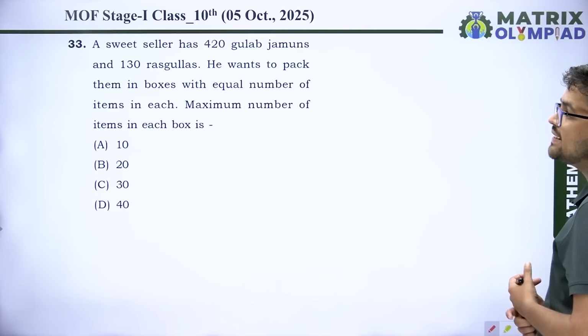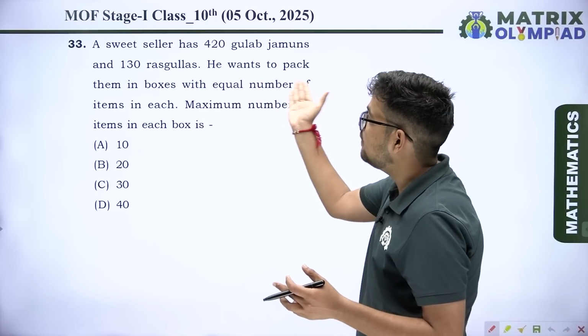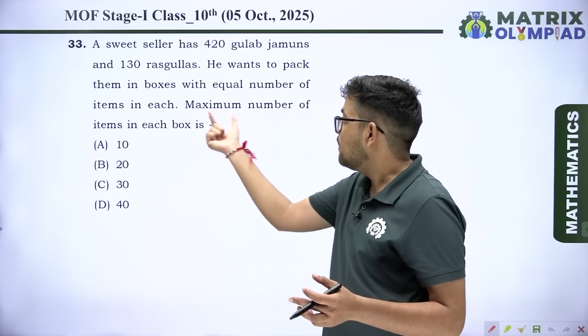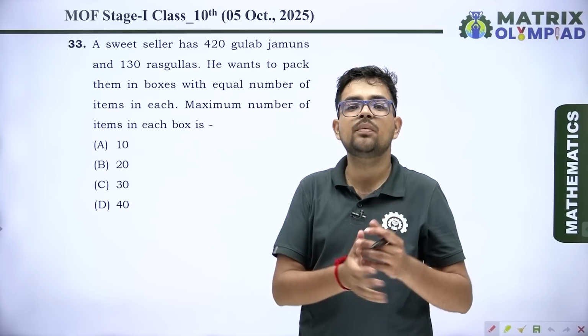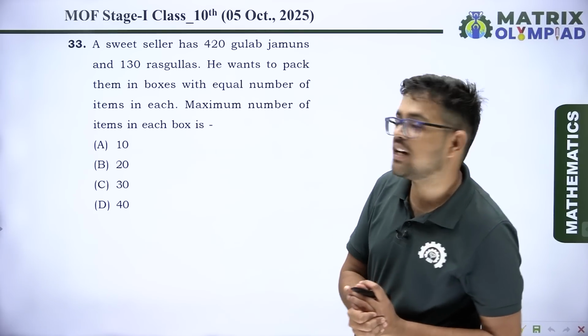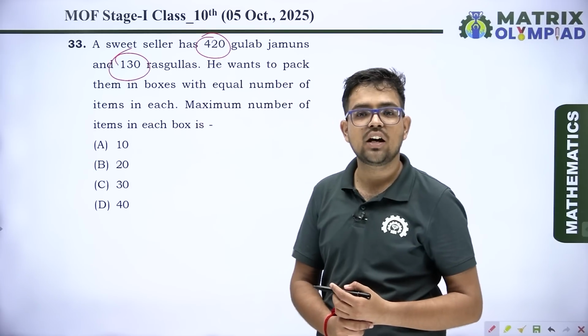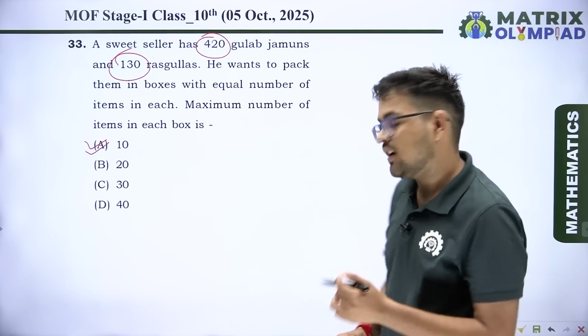Next question: a sweet seller has 420 gulab jamuns and 130 rasgullas. He wants to pack them in boxes with an equal number of items in each box. The maximum number of items in each box is? तो each box में maximum कितने आइटम हो सकते हैं, इसके लिए अपन को HCF निकालना पड़ेगा। तो 420 और 130 का HCF 10 होता है। तो इसके लिए option A will be the correct answer.